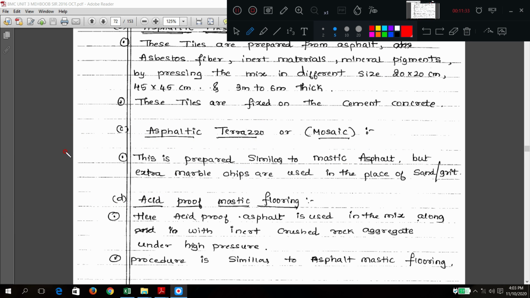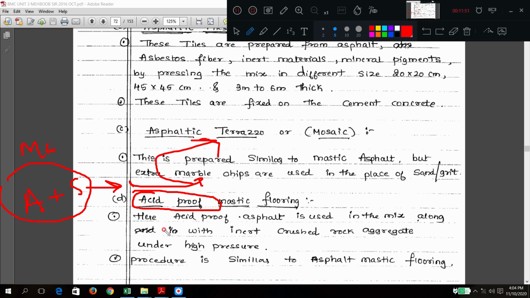So I repeat, mastic means asphalt, sand, hot mix. It will act as a liquid. In that liquid you put marble chips, it will become asphaltic terrazzo. That's all. The next one is acid proof.